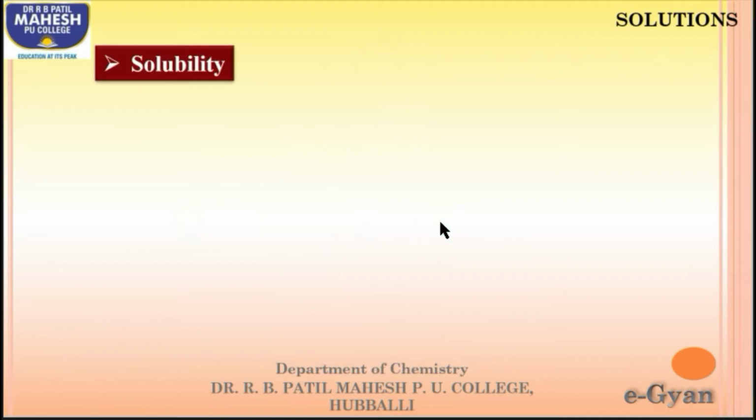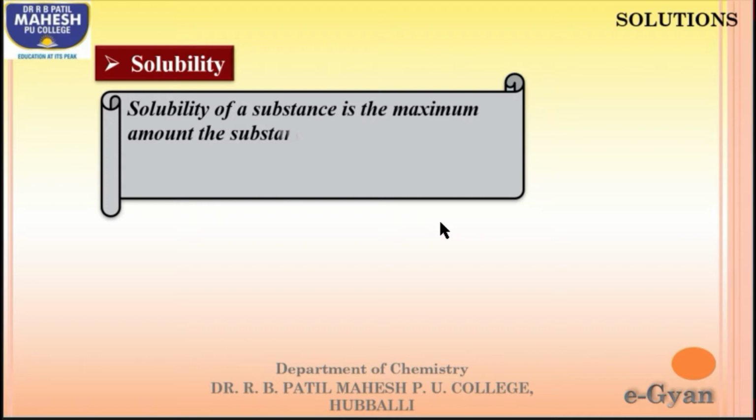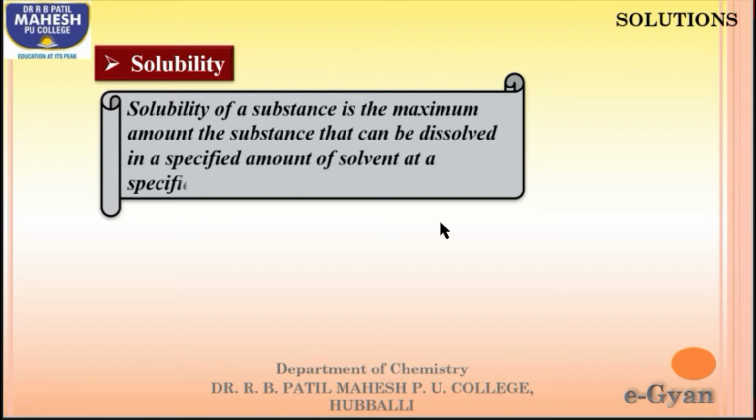Then what is solubility? Solubility of a substance is the maximum amount of the substance that can be dissolved in a specified amount of solvent at a specified temperature. It is very important to note the specified amount of the solvent and specified temperature. If you are checking the solubility of any substance in any solvent at a different volume, it is going to vary. And as the temperature changes, the solubility may increase or decrease. That is also important.